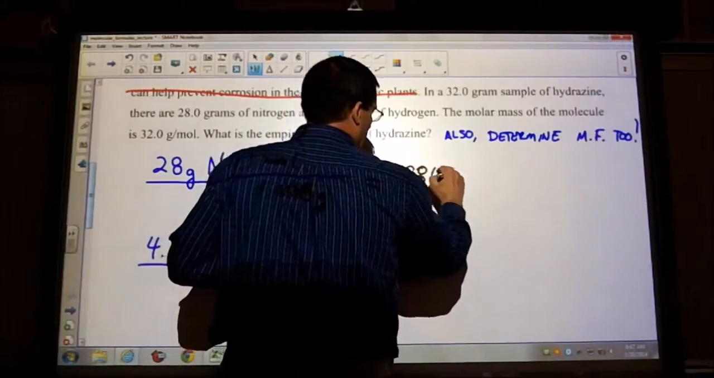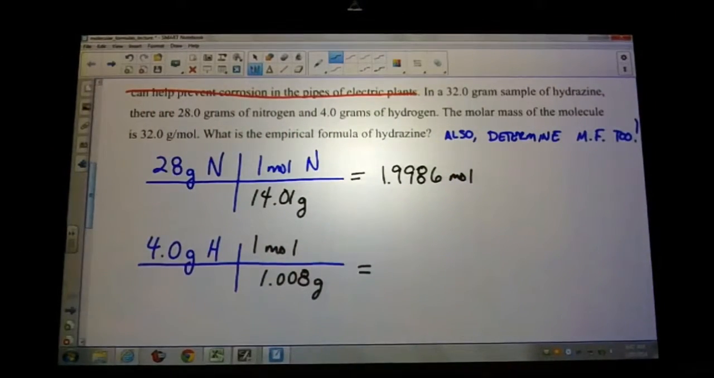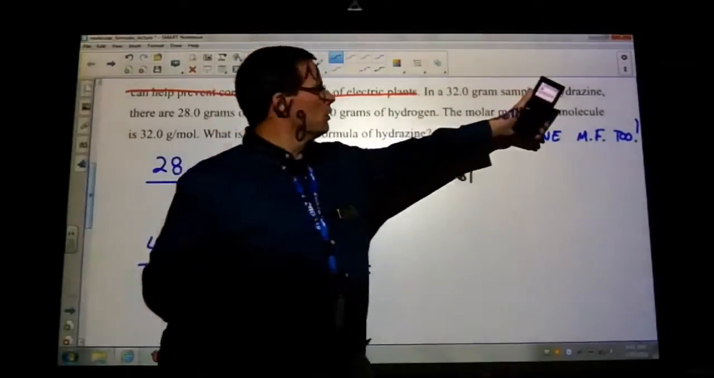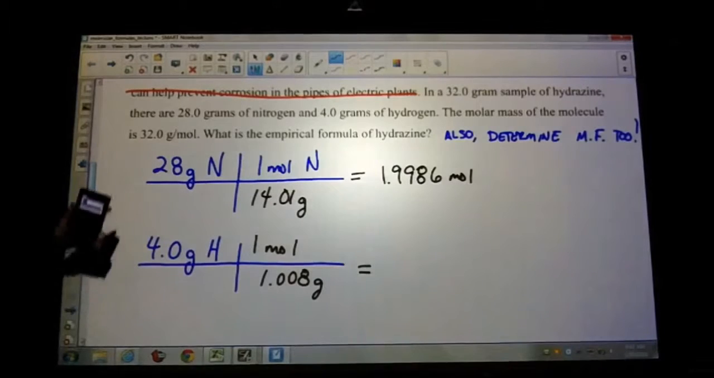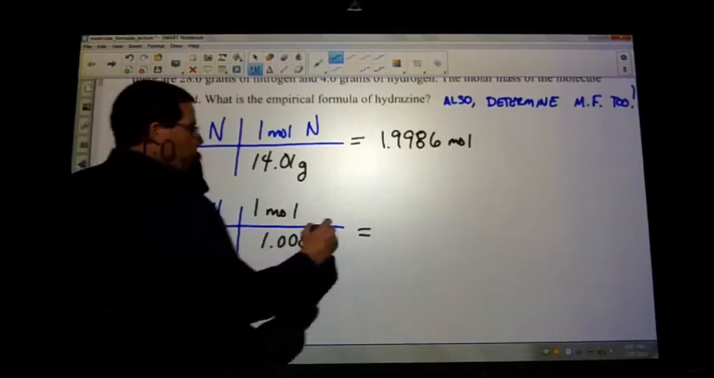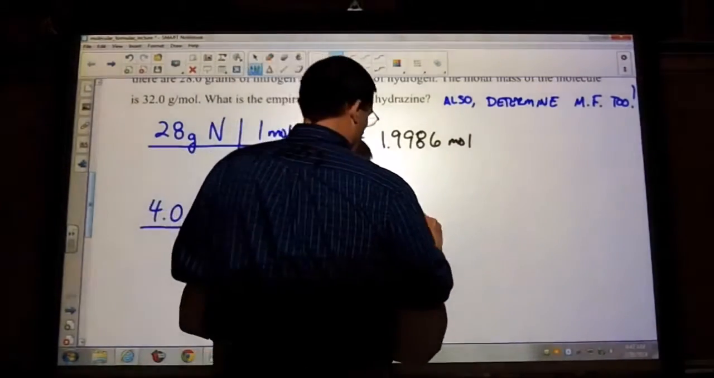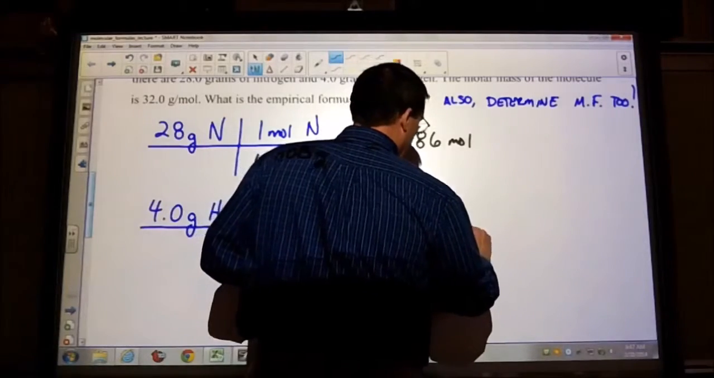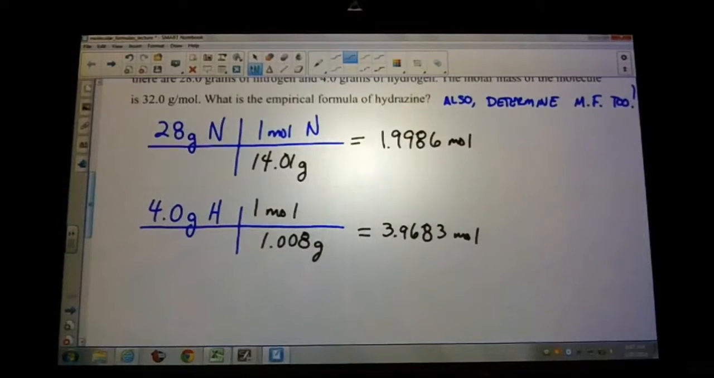1.998, we'll say 6. 32? What about the 32? Yeah, so that's the total size of the hydrazine. Oh, so that's a compound. Yeah, so we're going to find out what the empirical formula and molecular formula for hydrazine is. And then we get 3.98? Yeah. Okay, so there's your mole amounts. And again, we don't want to round that too much.